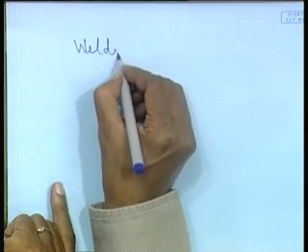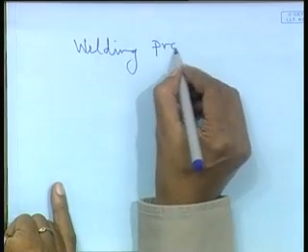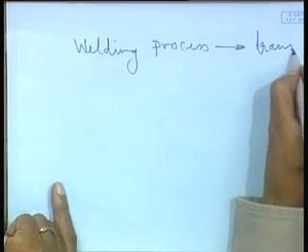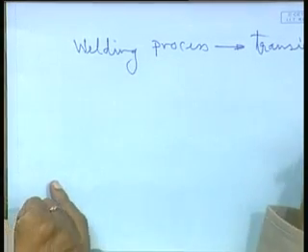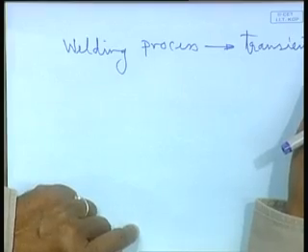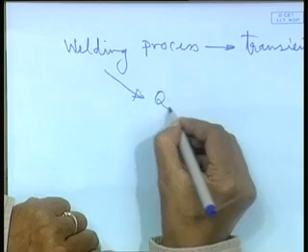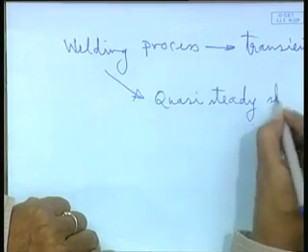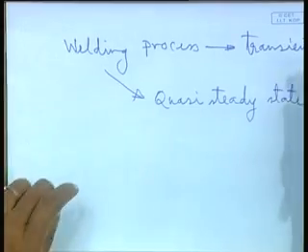The entire welding process is a transient phenomenon, meaning you never attain a steady state condition, but what you attain is a condition which repeats itself. So, that means a kind of quasi steady state. It is not a steady state, but an apparent steady state. Why apparent steady state? Where the same thermal profile is repeated.